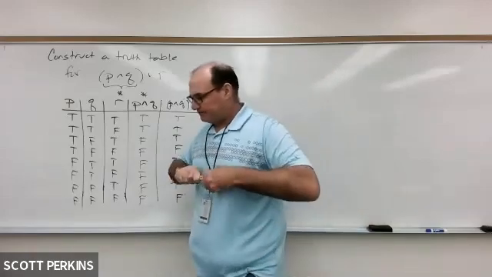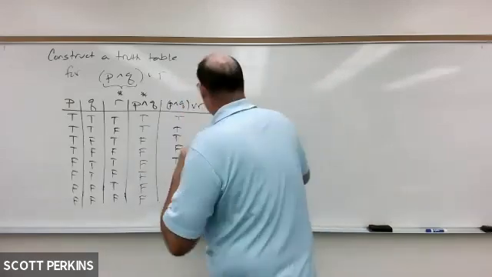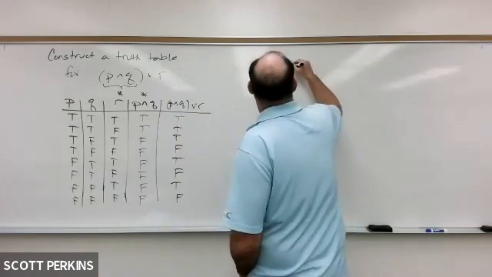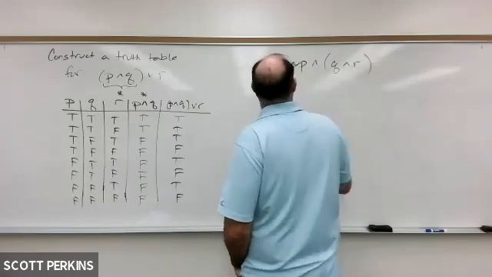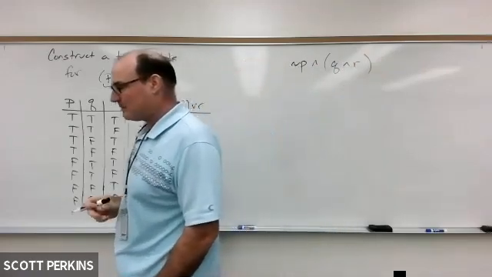Please try this one. I want you to do squiggly P and Q and R. Do a truth table for that, please.